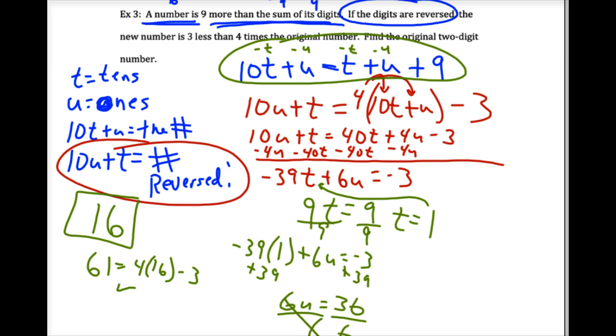Okay? So, 2-digit number problems. It's all about defining your variables. You've got to write this stuff out. Tomorrow, no credit, guys, on your homework if you don't have that stuff written out.